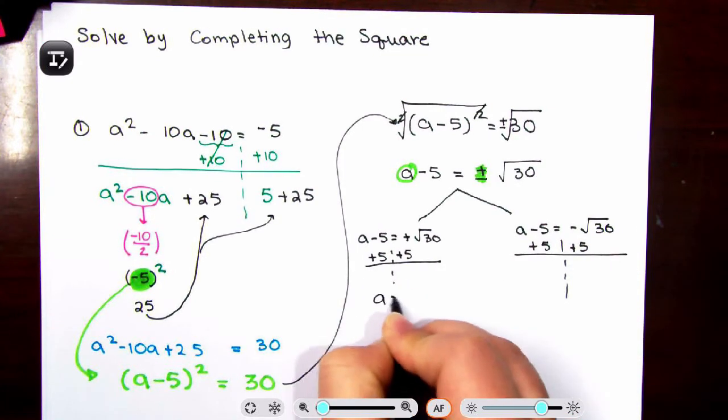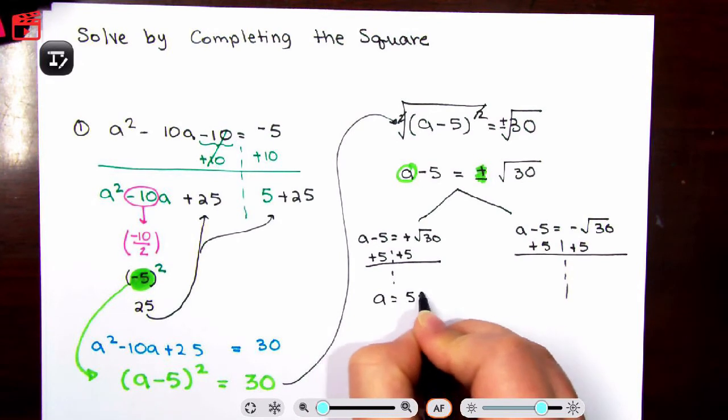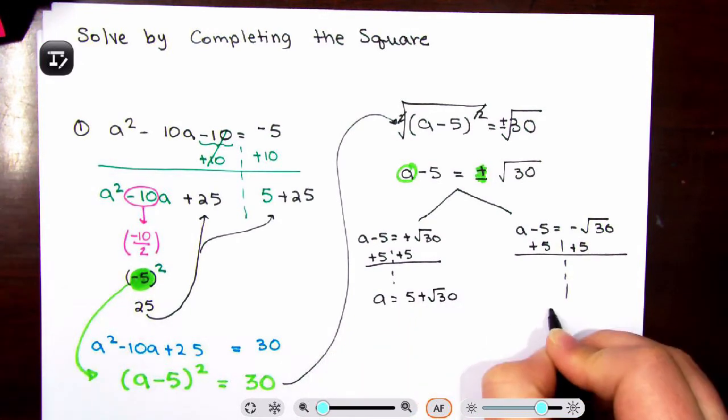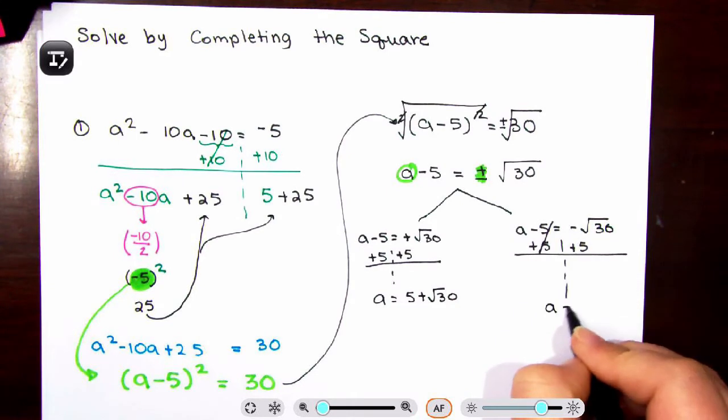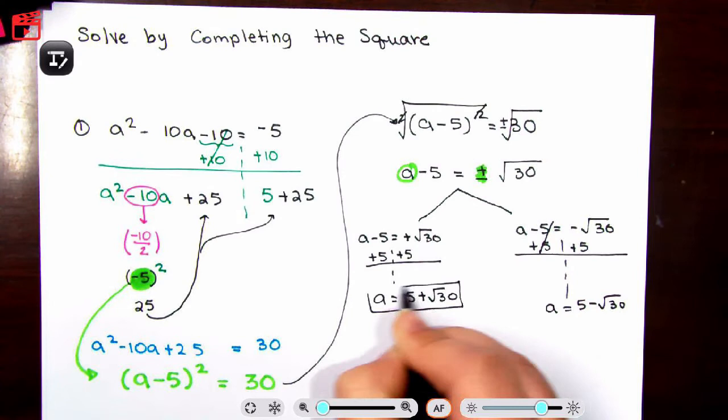So I have a is equal to, and you want to put this number in front of the square root, not behind it, 5 plus square root of 30. And I have here a is equal to 5 minus the square root of 30. So here are our two answers.